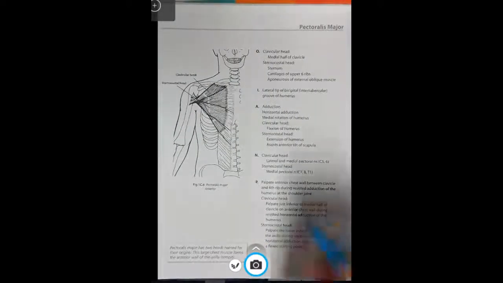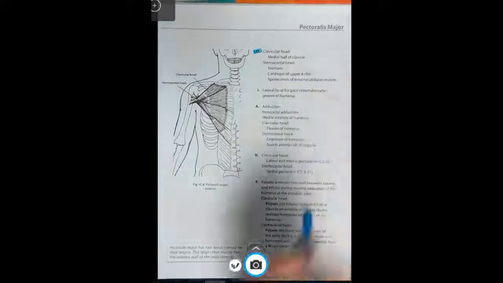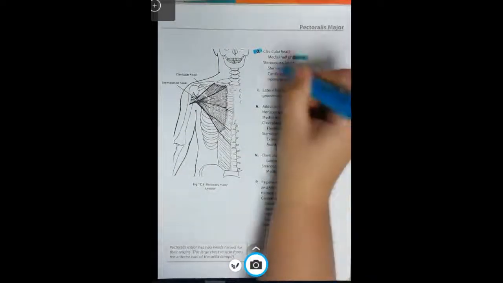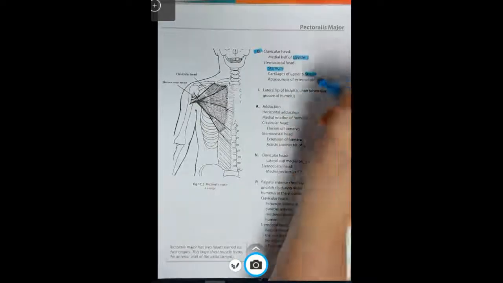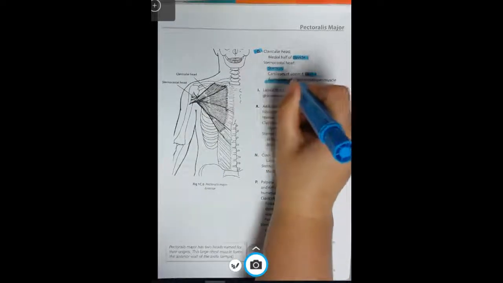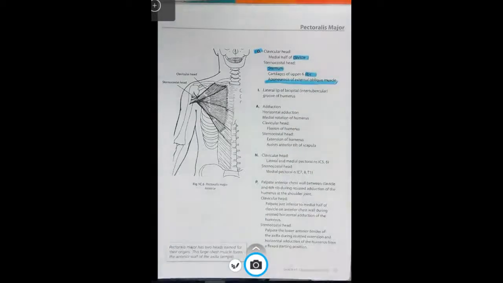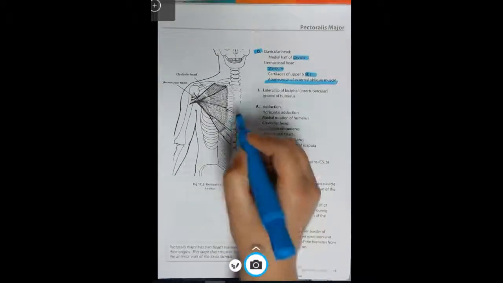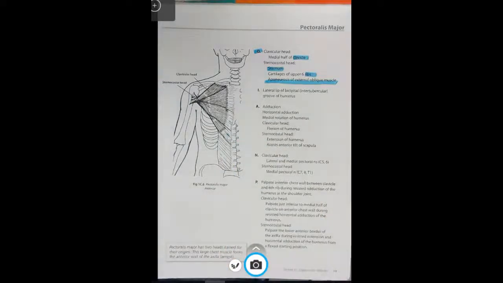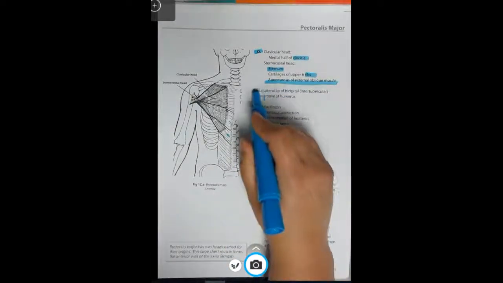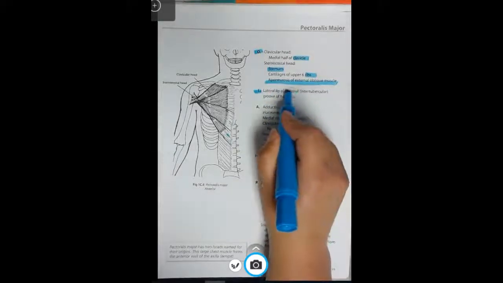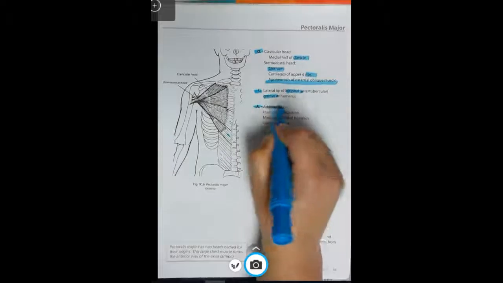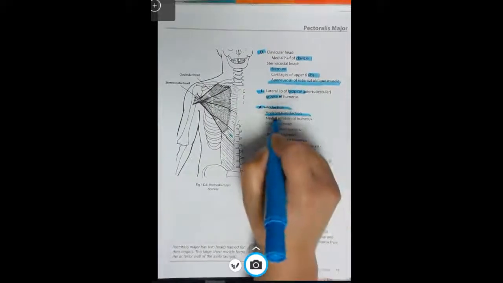Okay, pec major. It's a very busy muscle here. We have several origins: the clavicle, sternum, ribs, and the aponeurosis of the external oblique muscle. The aponeurosis is right here. That's kind of what I'm talking about right there. And we're going to insert into the bicipital groove of the humerus. And we're going to pay attention to all of these actions.